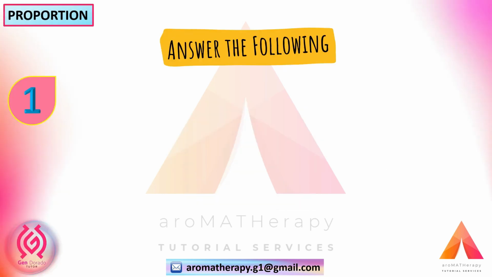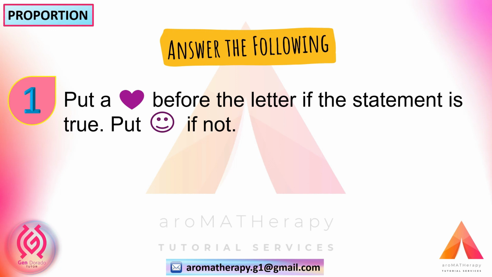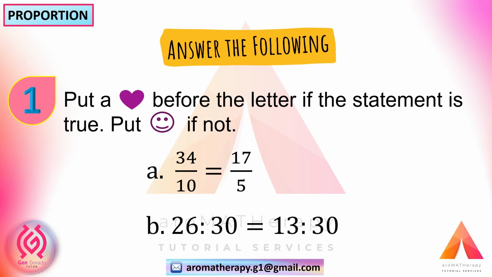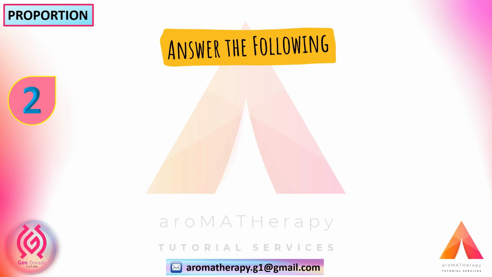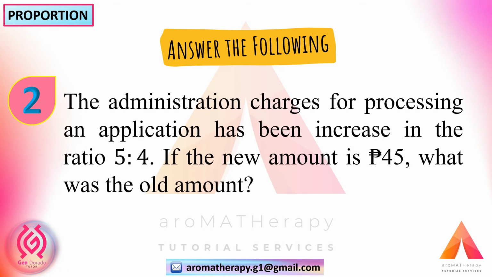Question number 1. Put a heart before the letter if the statement is true. Put a smile if not. A. 34 over 10 is equal to 17 over 5. B. 26 is to 30 is equal to 13 is to 30. Question number 2. The administration charges for processing an application has been increased in the ratio of 5 is to 4. If the new amount is 45 pesos, what was the old amount?